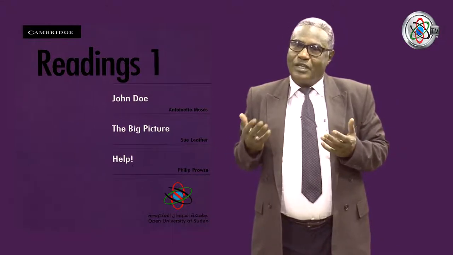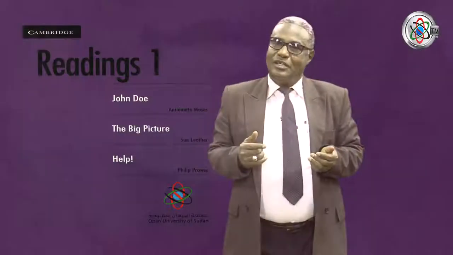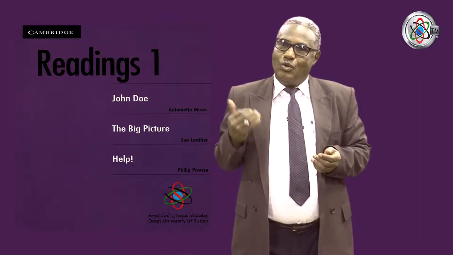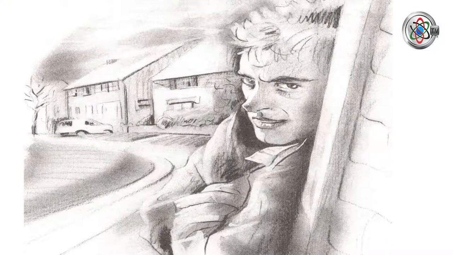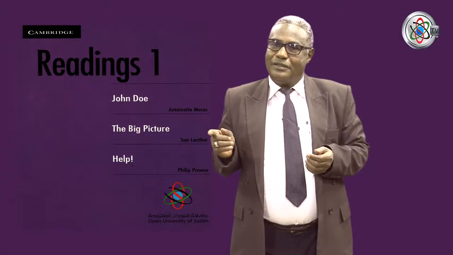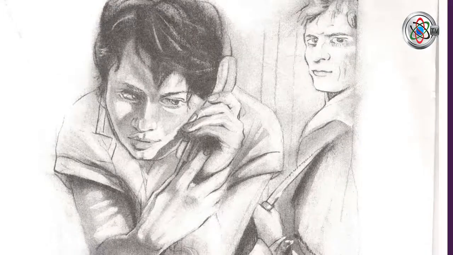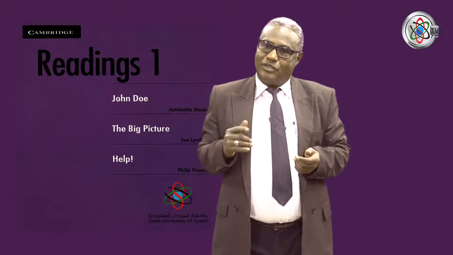Chapter 2 is entitled Nurse Angela. Chapter 3 is entitled Who Is John Roberts? in the form of a question. Chapter 4 is entitled Waiting. Chapter 5 is entitled Goodbye Holiday. And chapter 6, A Cup of Coffee. So these are the six chapters that compose the first story, which is entitled John Doe, by Antoinette Moses.